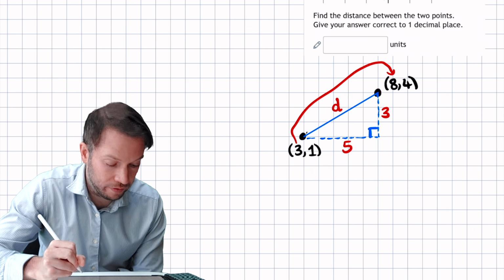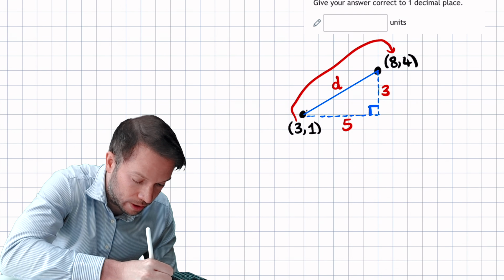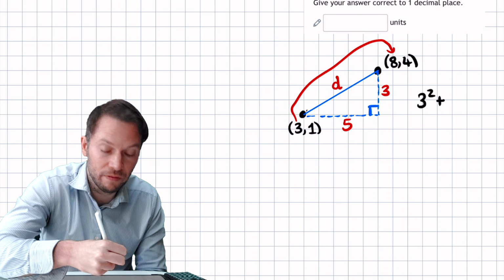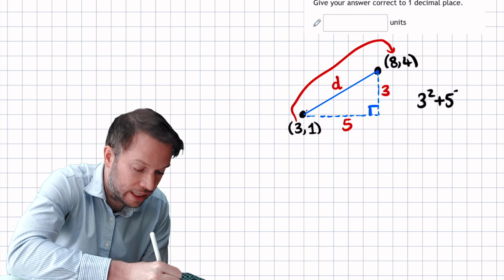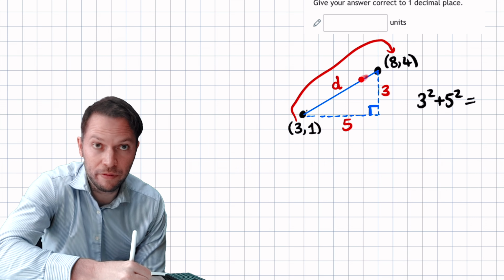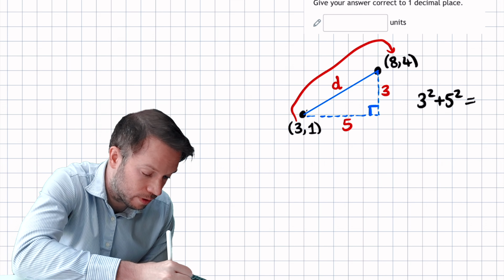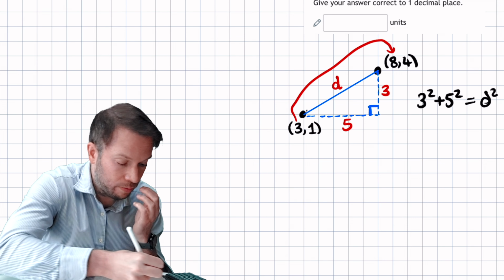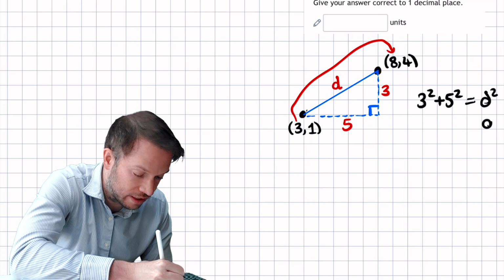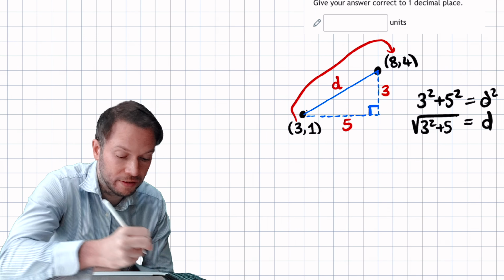Then by Pythagoras theorem, we could say that one of the shorter lengths squared, so the 3 squared, plus the other shorter length squared, so the 5 squared, is equal to the length of the hypotenuse squared. Remember, the hypotenuse is the longest length of the right angled triangle opposite the right angle. So that is equal to d squared. And then if we just square root both sides, the distance d is the square root of 3 squared plus 5 squared, whatever that is.